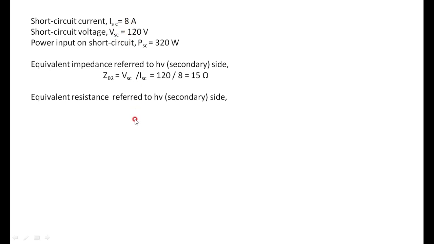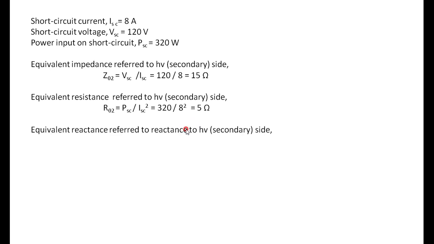That is nothing but RO2 is equal to the short circuit power divided by ISC square. The short circuit power P corresponds to ISC square into RO2. ISC square into RO2 is nothing but the power consumed. In turn, RO2 is PSC divided by ISC square. So what I am getting is 5 ohm as RO2.